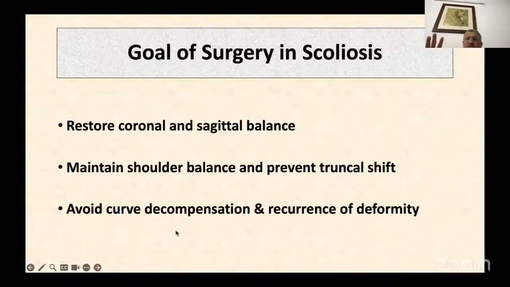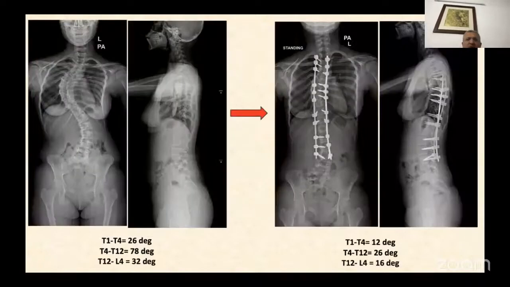The goals of surgery in scoliosis is basically to restore coronal and sagittal balance. We know that scoliosis is a lateral curvature along with rotation. We try to make the spine straighter. It's also important to achieve a shoulder balance and prevent truncal shift, and to avoid curve decompensation and recurrence of the deformity. And this is what we can do by doing a long segment fixation involving all the structural curves, so that you get a relatively straight spine on the coronal and also a good sagittal balance.